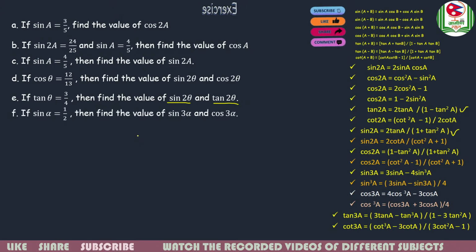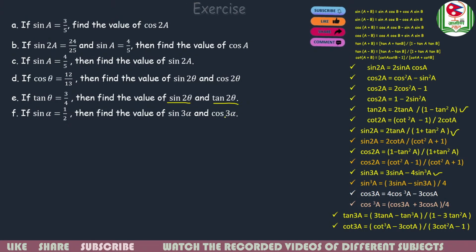Here it is sin alpha equals 1 by 2. We have to find out the value of sin 3 alpha and cos 3 alpha. As sin alpha is given, we can easily apply the value of sin 3A, and we know sin 3A equals 3 sin A minus 4 sin cube A, and using this formula we can easily obtain the value of sin 3A.